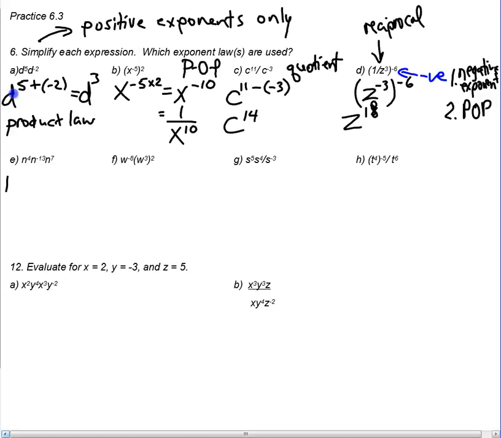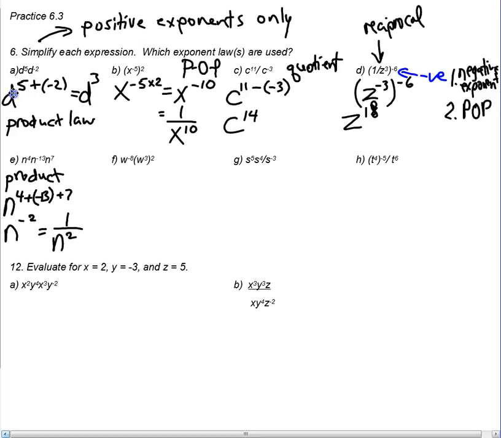In E, we'll be using the product law again here. We just have to make sure that the bases are all the same when we add the exponents. We can't add them if the bases are not the same variable letter. So this would be n to the 4 plus negative 13 plus 7, which gives us n to the negative 2, which is 1 over n to the positive 2.